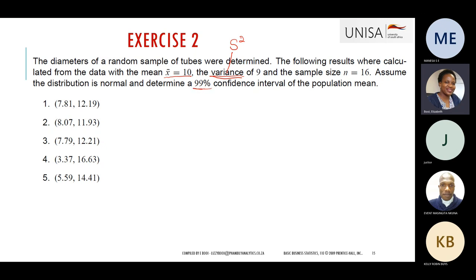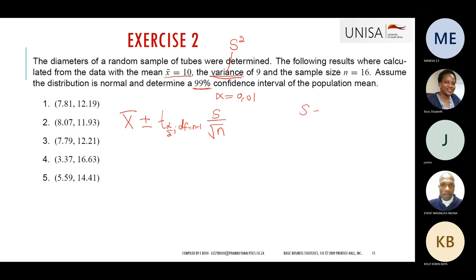But all what you need to do is know that you're using your confidence level of 99 and know that your alpha will be 0.01. The formula you will need to use, plus or minus T alpha divided by 2 and the degrees of freedom, which is N minus 1 times your standard error. So you need to find the S, which means S will be the square root of S squared. You will need to go find the critical value on the T table using your alpha of 0.01 and substitute and find this. That is one that you can do on your own. If you are struggling, we can discuss on WhatsApp.